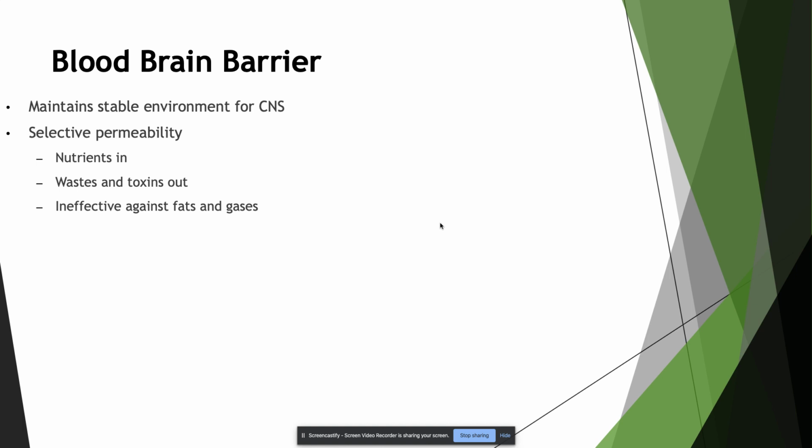The blood-brain barrier is also absent in some regions of the body, for example, in the vomiting center, so that the body can monitor the composition, and if, for example, you were to take something toxic, it could initiate the vomiting reflex.